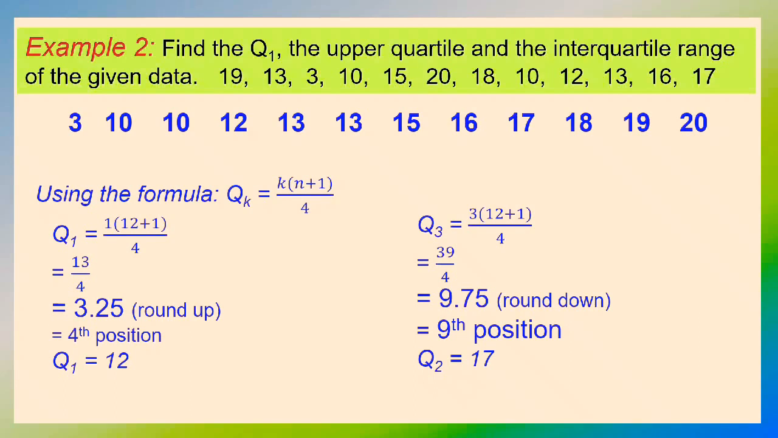So therefore, 17 is the third quartile and 12 is the first quartile. So we are going to use that in our interquartile range. We get the difference of quartile 3 and quartile 1, that is 17 minus 12. The result is equal to 5.